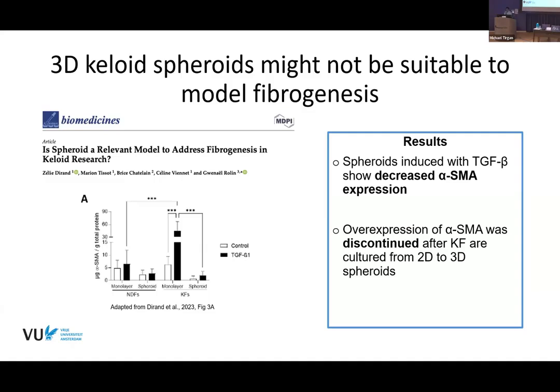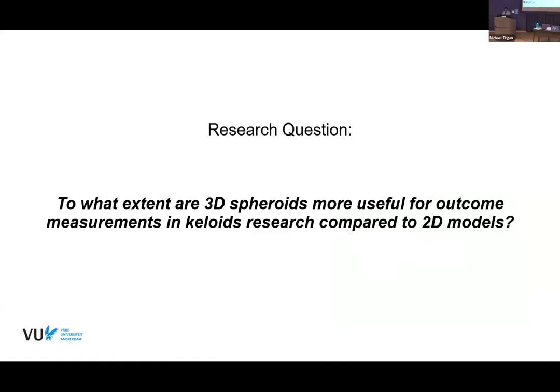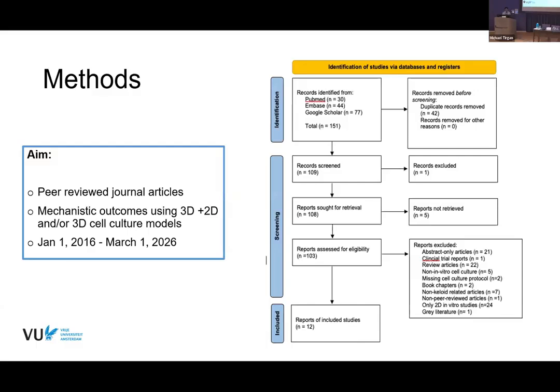And so that got me thinking, since these 3D models are known to be a better representation for patients, and yet here we find some counterintuitive results. My research question was, to what extent can these 3D spheroids actually be useful for outcome measurements in keloids compared to the traditional 2D models that we're using now? Which got me to my methods.